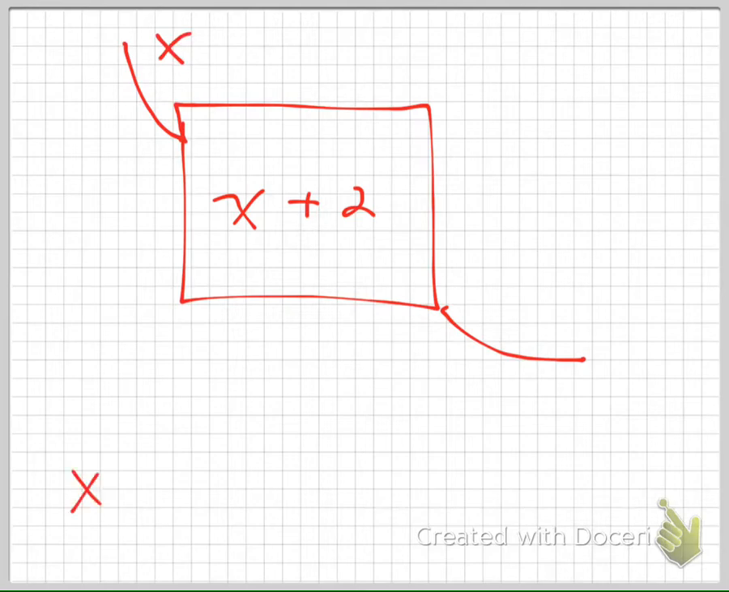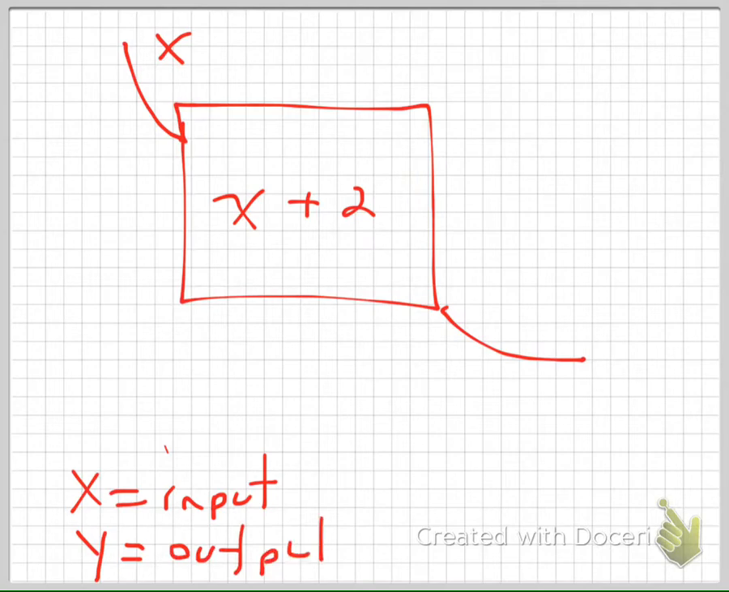You might want to write this stuff down. X equals input. I would write down everything. X equals input, Y equals output. What you put inside the function is the X. What comes out is the Y. Trust me, write down exactly what I have here.